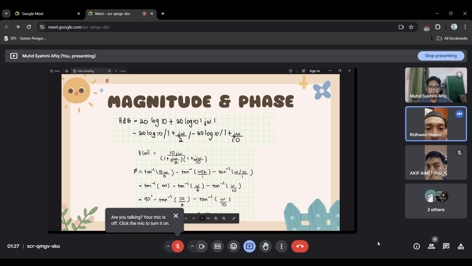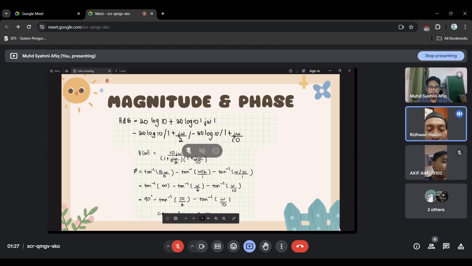This is the magnitude in this equation. The magnitude plot represents the absolute value of a system response as a function of frequency. H in dB equals 20 log 10 plus 20 log 10 of j omega minus 20 log 10 of 1 plus j omega divided by 2 minus 20 log 10 of 1 plus j omega divided by 10.